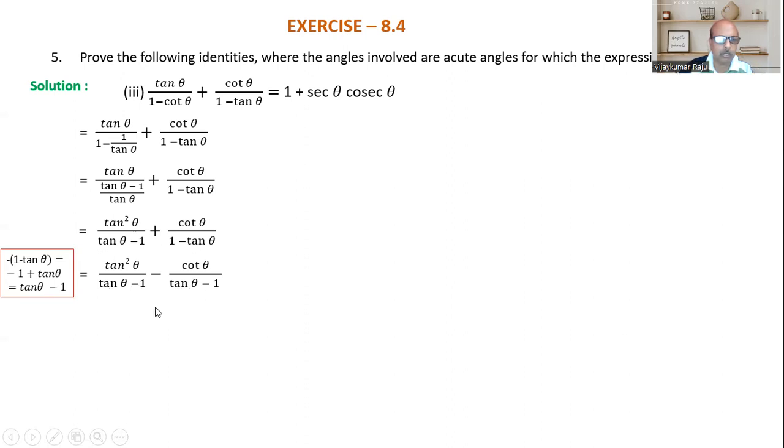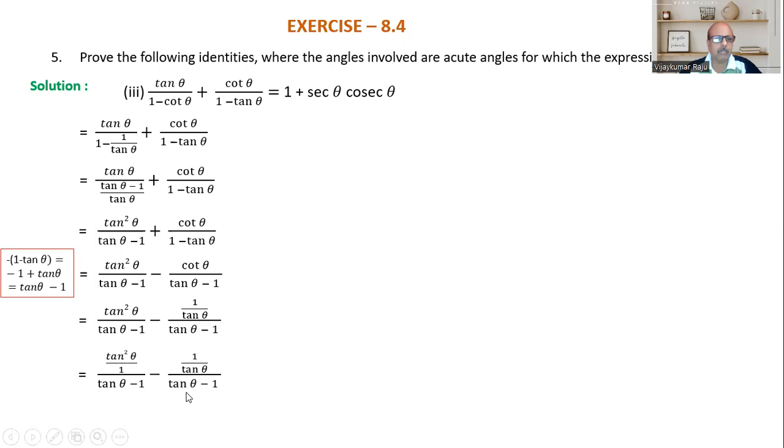Now here both have the same denominator, so it is tan square theta upon this, minus cot, which I am writing as 1 by tan, into tan theta minus 1. So LCM is tan theta minus 1. And in the numerator I take the LCM: tan theta into tan theta minus 1 into 1 upon tan theta minus 1. This is tan raised to 3 theta, and 1 can also be written as 1 raised to 3, and this tan theta will come to the denominator. It is tan theta minus 1.